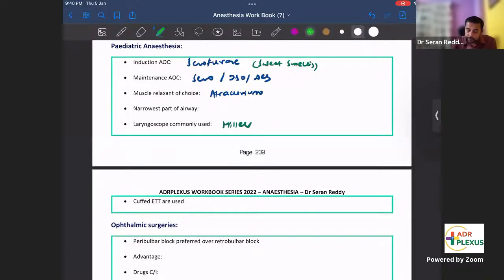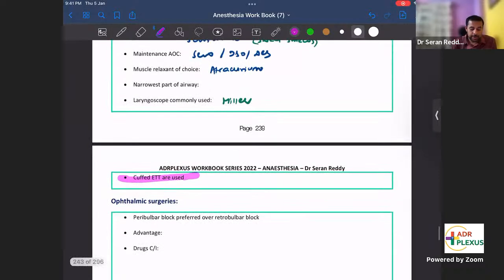And very, very important, which I also explained in the previous session: the cuffed endotracheal tube can be used. If in the options they say all of the following are true except, and the cuffed endotracheal tube can't be used in children, it is a false statement. According to the 2020 guidelines, cuffed endotracheal tubes can be used in children.